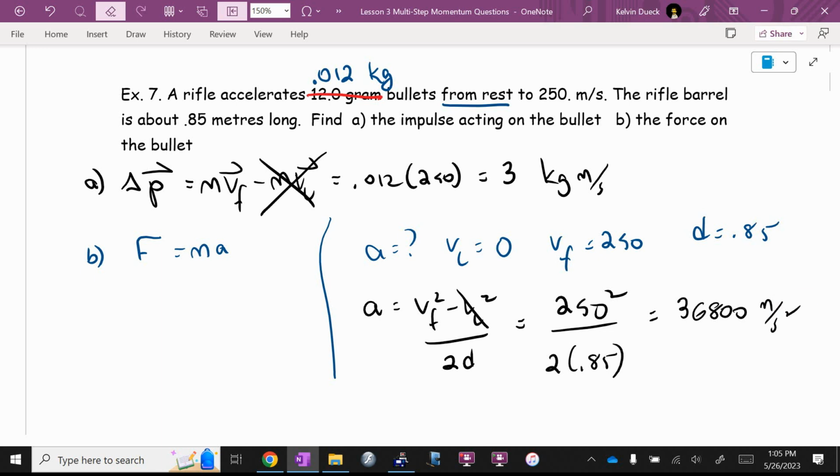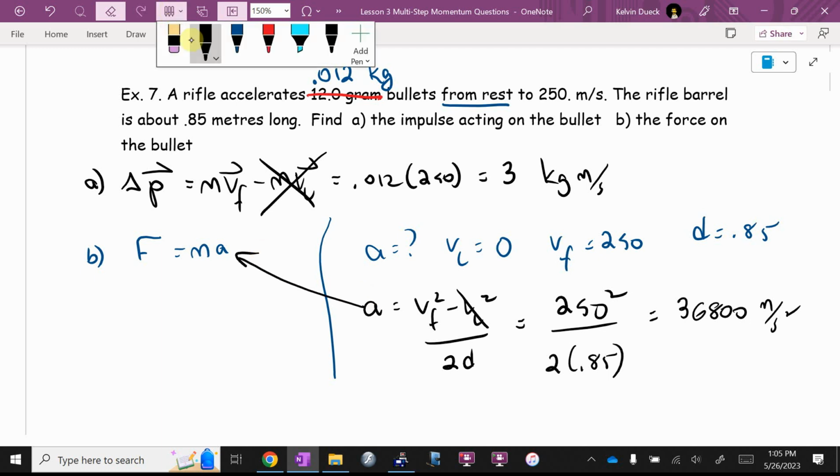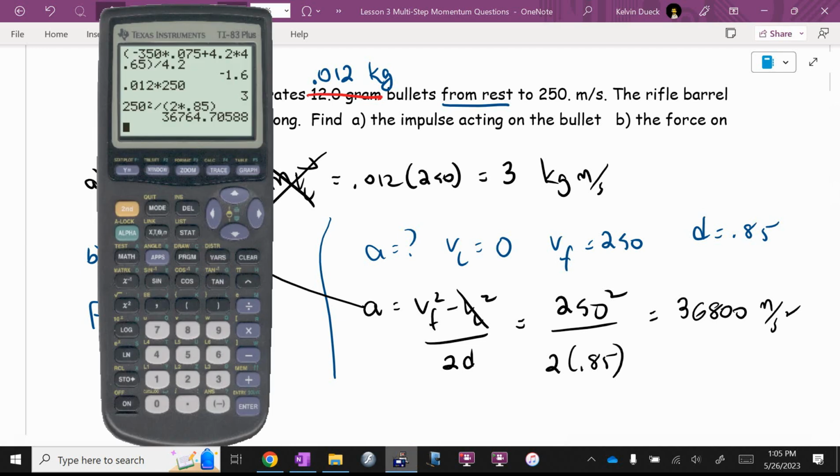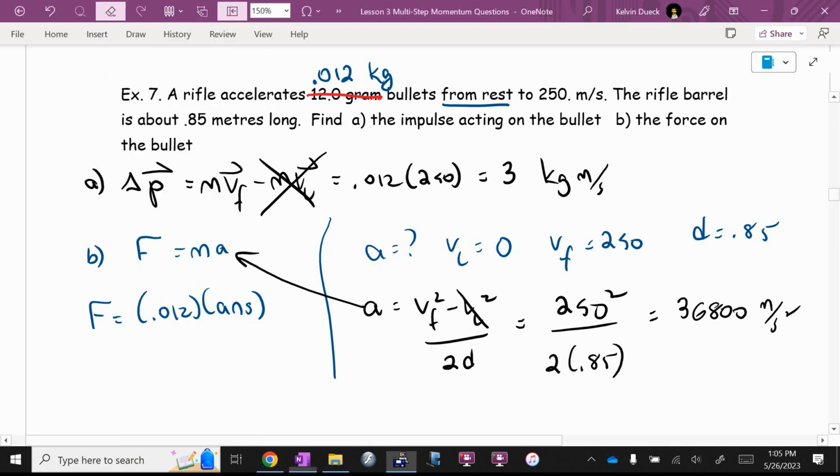We're not done yet. We just found a. And now what we're going to do is walk it to there, right? That was a great question. So now we're going to go F equals 0.012 times my answer button. And I get an average force of 441 newtons. Is that right?